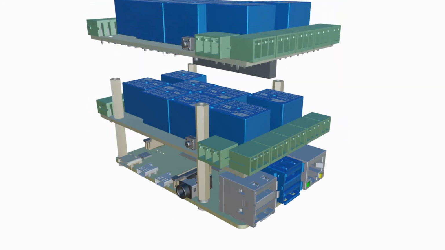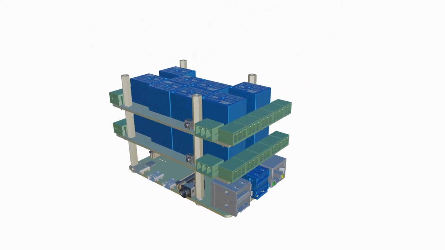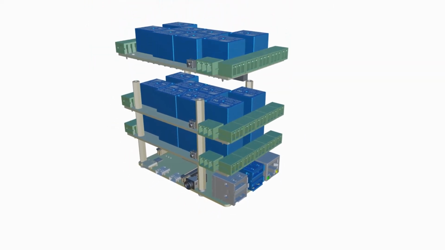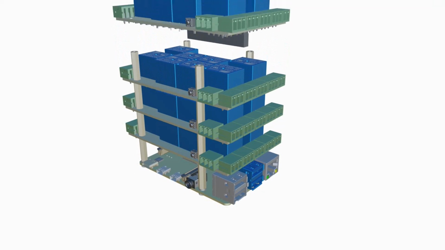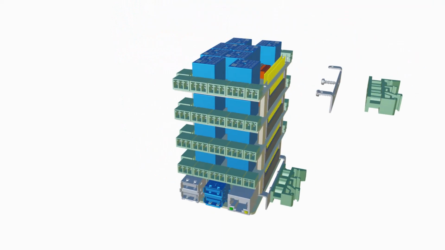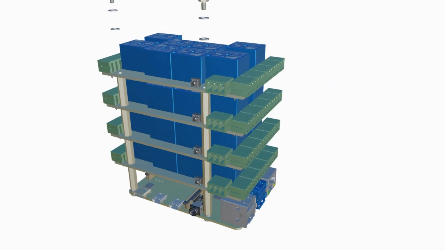Repeat the process with 3 more 8 relay cards. All stackable Sequent Microsystems cards can be installed following the same routine. Add the second DIN rail bracket and 2 washers on each opposite side to compensate for the thickness of the metal bracket.